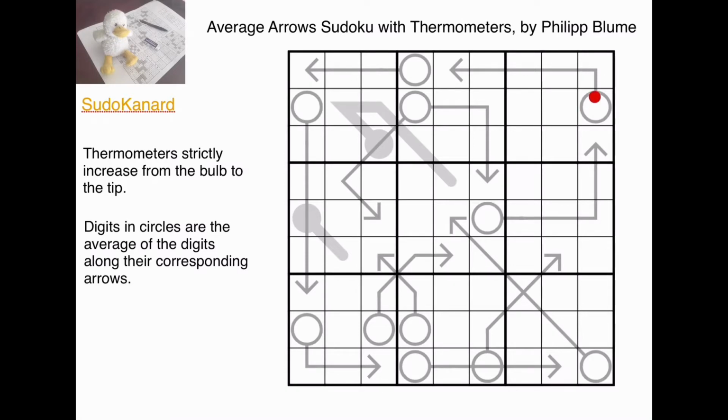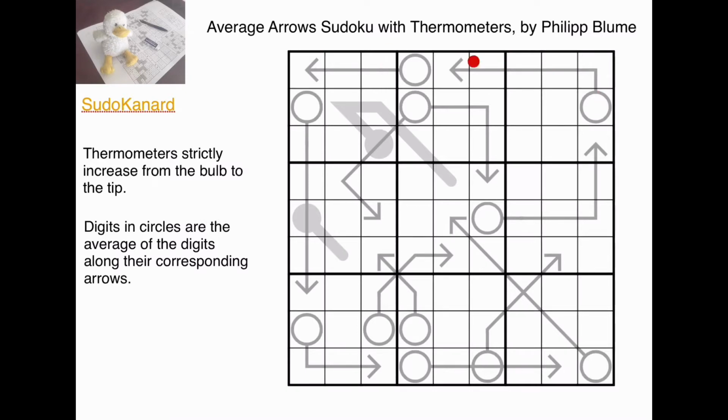The big deal is with all the arrows, and it's not the standard arrow Sudoku. In the standard arrow Sudoku, the digit in the circle would be the sum of the digits along the arrow. But here it's not the sum, it's the average value. It's the mean value of all those digits.